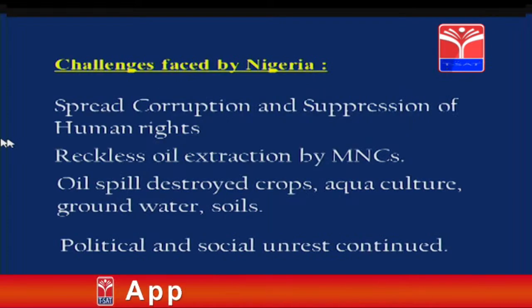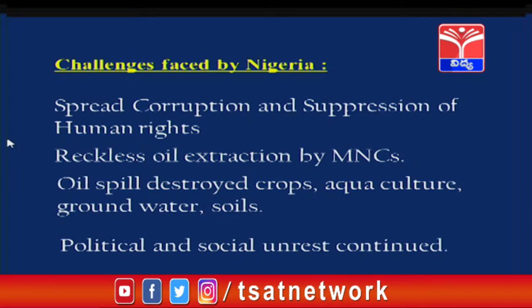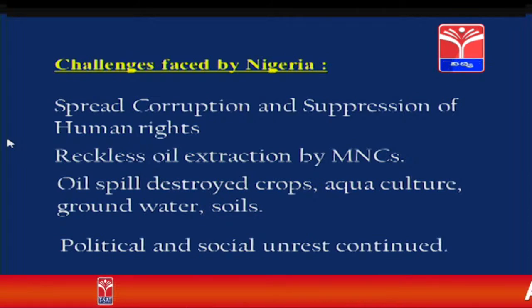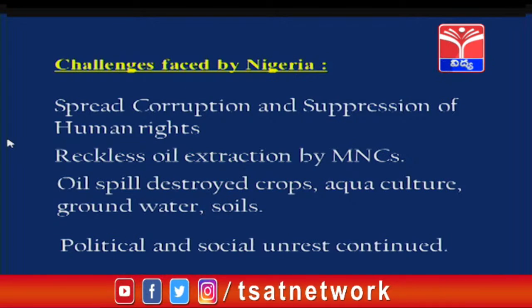Let us see the challenges faced by Nigeria. The military rulers at that time spread corruption and suppression of human rights. There was reckless oil extraction by multinational companies, and the spilled oil destroyed the crops, aquaculture, groundwater and soils, and political and social unrest also continued.